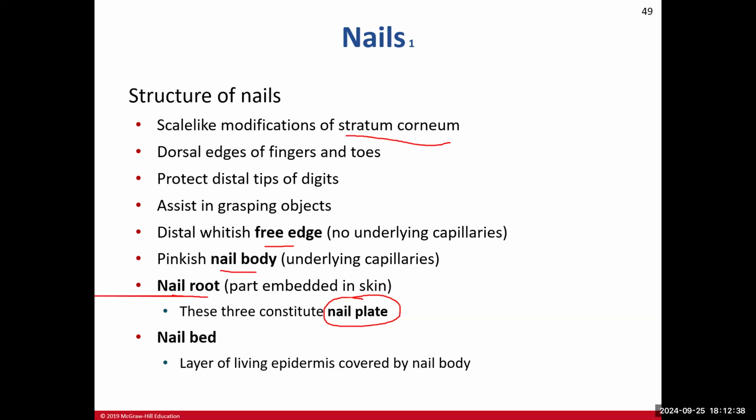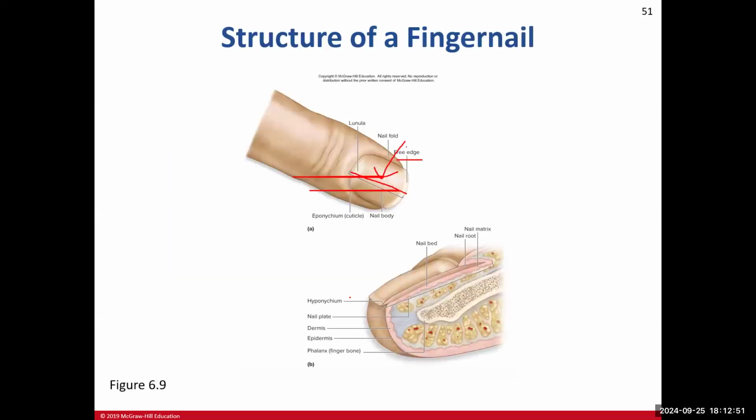Well, anyways, when he lost his nail, that was the nail plate, the whole thing, the free edge, the nail body, and then the actual nail root. That whole part is considered the nail plate. So that's what we're seeing. Let's get rid of this. That's what we're seeing here at the bottom there. The nail plate is this whole structure that's embedded on the distal part of, in this case, a finger.